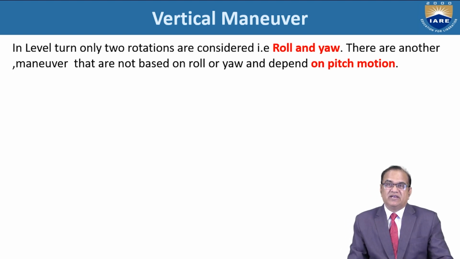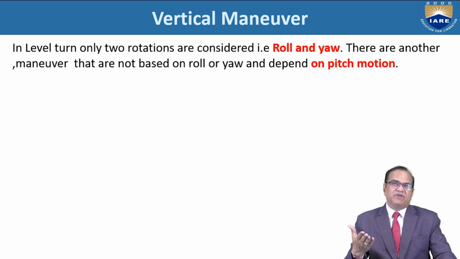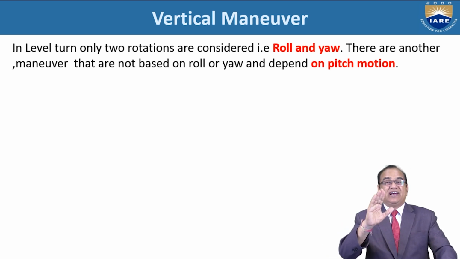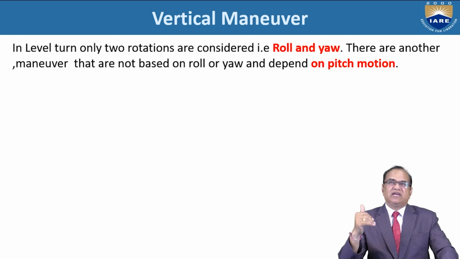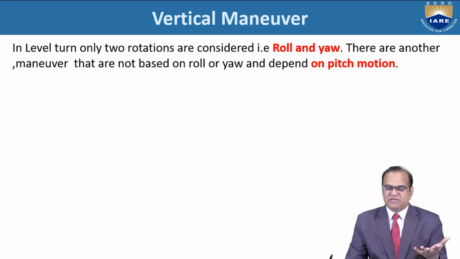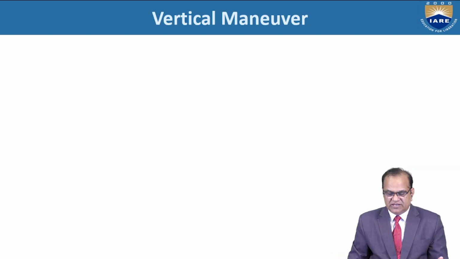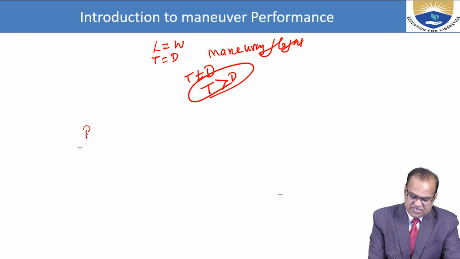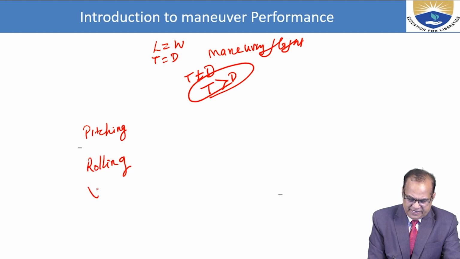But the aircraft will not always be in a coordinated turn. It may go up also. That is only possible based on the pitching motion. So what is the pitching motion? I will discuss this also. We have pitching, rolling and yawing.